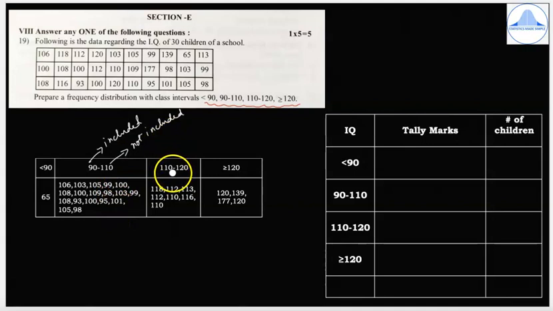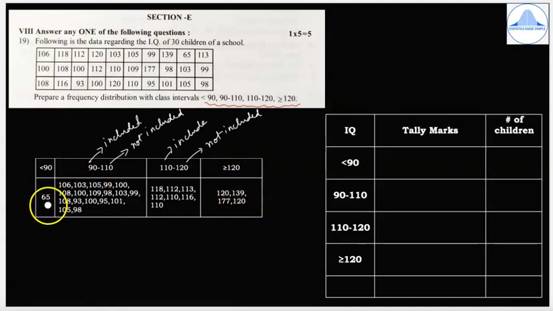Now for the class interval 110 to 120, you have to include the value 110, but the 120 value is not included. Please understand this concept correctly. So if I do that, these are the values which are there in the class interval 110 to actually 119. Then greater than or equal to 120 means you will have the value 120 and all the other values which are greater than 120 also. So these are the set of values.